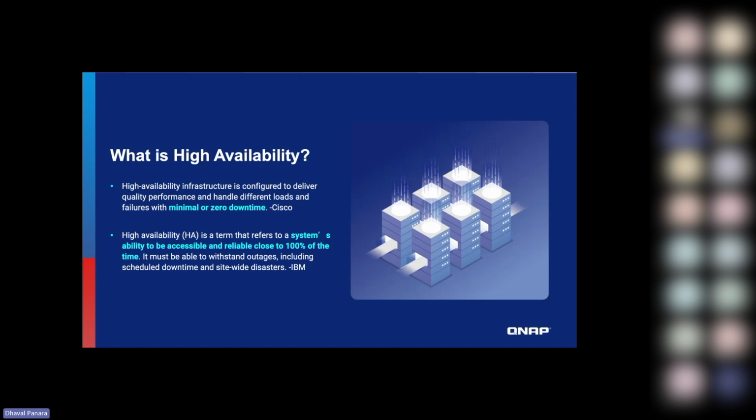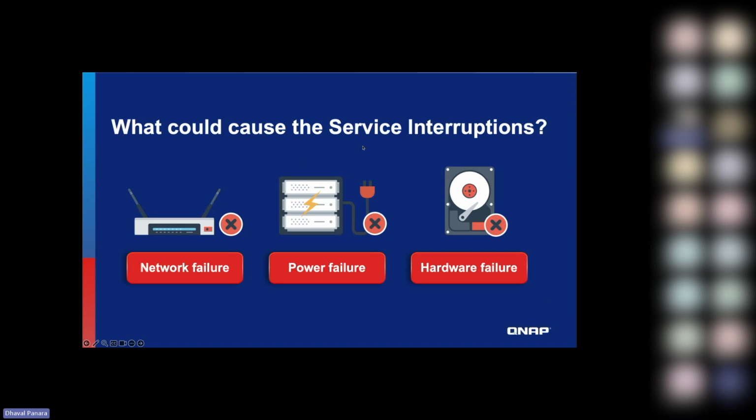So HA is not just to prevent failures, you can also schedule downtime to do maintenance and all kinds of activity for your digital environment. Okay, so what could cause service interruptions? Basically, of course, we all know network failure, power failure, and also hardware failure.